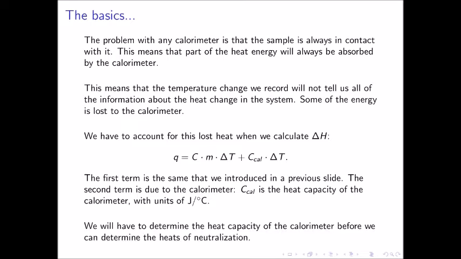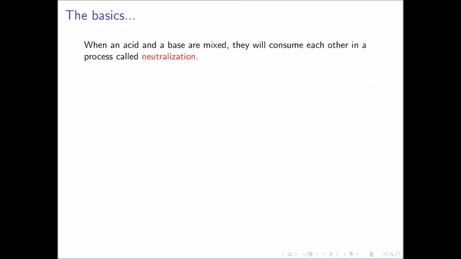The first step of the experiment will be to determine the heat capacity of the calorimeter. We must have this value before we can determine the heats of neutralization. The second part of the experiment will involve neutralization. When an acid and a base are mixed, they will consume each other in a process known as neutralization.